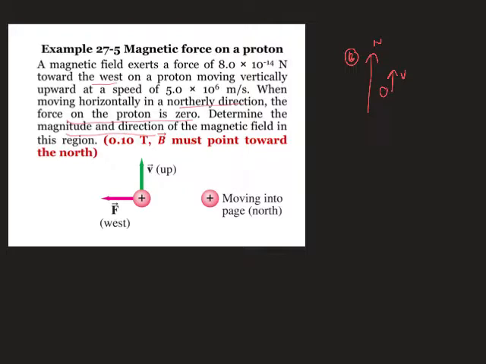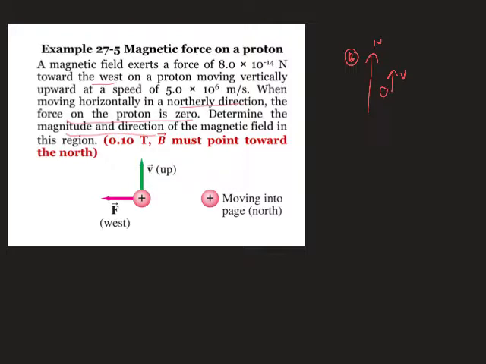Or you can use the second right hand rule, because the question states the force is toward the west, and the velocity is moving upward. Therefore you can see that your finger that represents the magnetic field is away from us, or you can say pointing toward the north. So for this question you can find the magnetic field using two methods: using the information given, or using the second right hand rule.